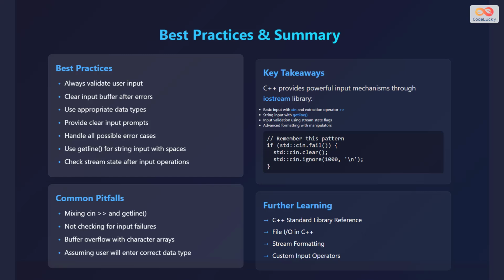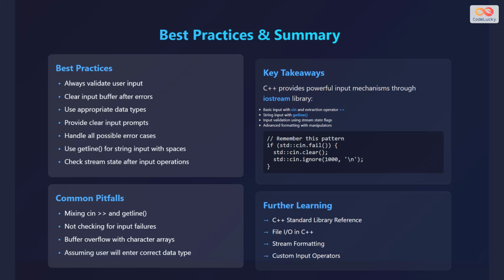For string input with spaces, use getline instead of basic cin. Also, check the stream state after input operations to detect any failures. Some common pitfalls to avoid include mixing cin and getline without clearing the input buffer, not checking for input failures, potentially causing buffer overflows with character arrays, and assuming that the user will always enter the correct data type.